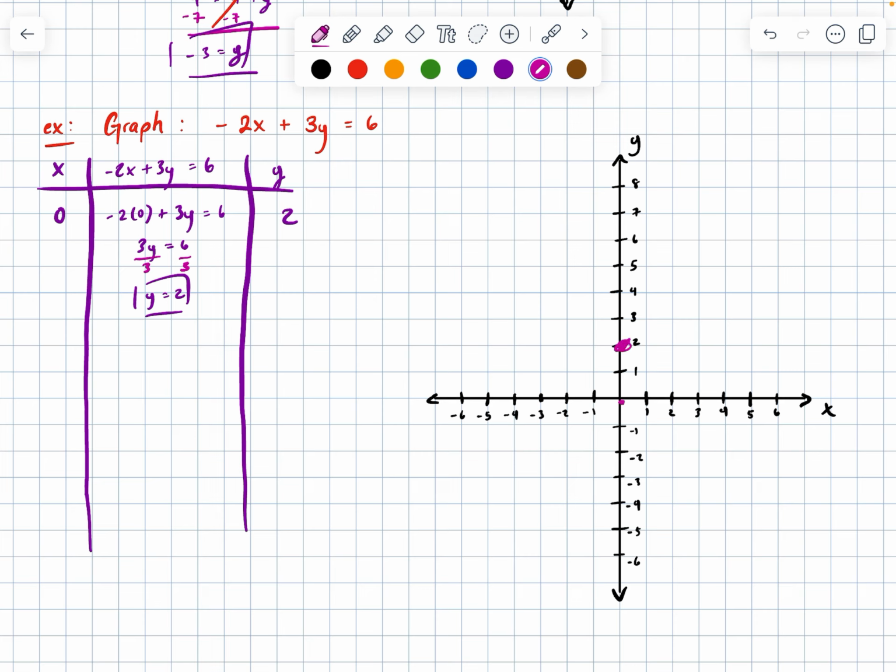0, 2 lives. I'm going to find my 0, which is here. And then 2 on my y will live right there. Very nice. So here's our point 0, 2. Let's find 2 more points to plot on our line.